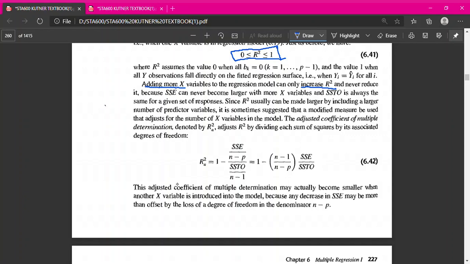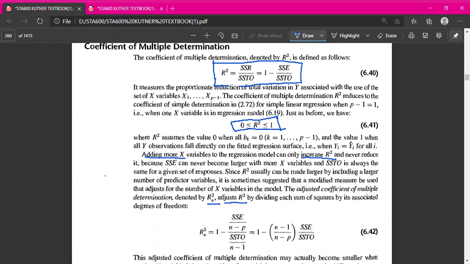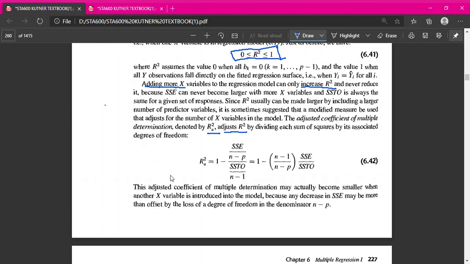It is sometimes suggested that a modified measure be used that adjusts for the number of X variable in the model. So the adjusted coefficient of the multiple determination, notationnya R square A, dipanggil adjust R square by dividing each sum of square with its associated degree of freedom. So the formula is, SSE tadi kita bahagi dengan its degree of freedom dan SST kita bahagikan dengan its degree of freedom. So this is the formula.